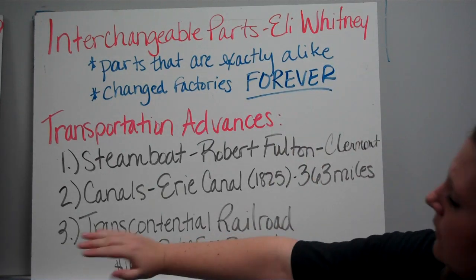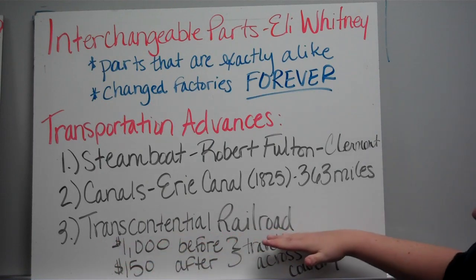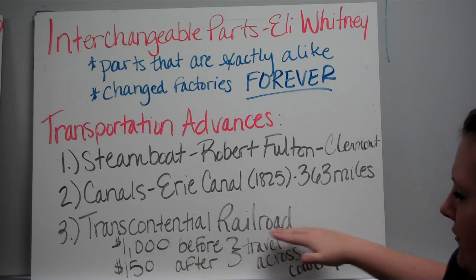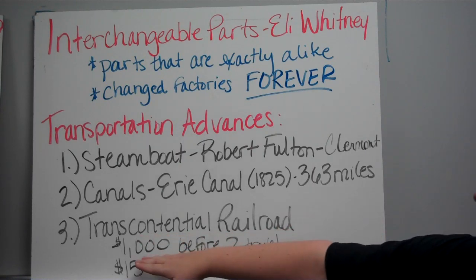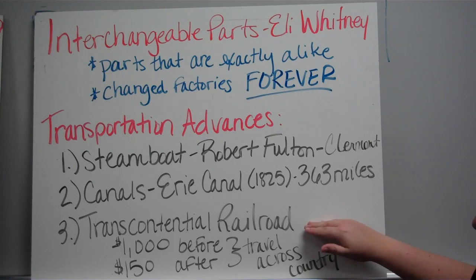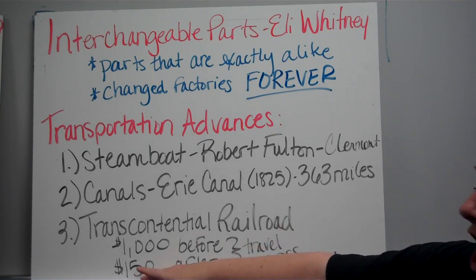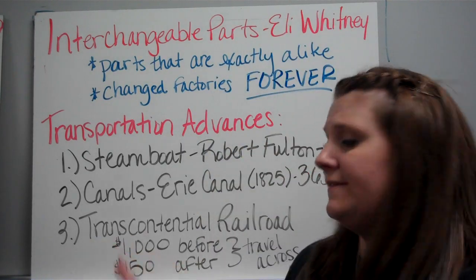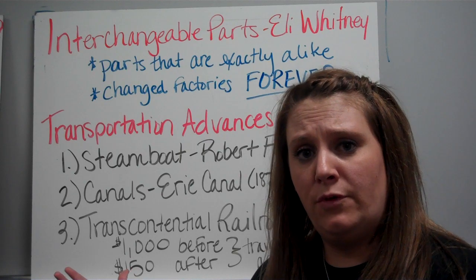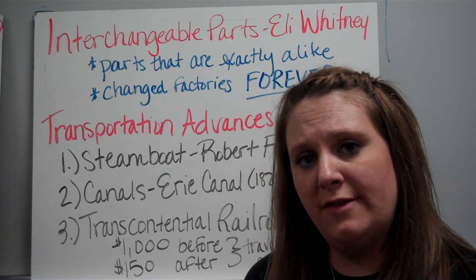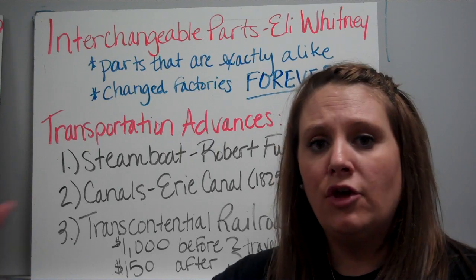Okay, and the third would be the Transcontinental Railroad. It went across the nation. Prior to the Transcontinental Railroad, it cost about $1,000 for a person to travel cross country. After the creation of the Transcontinental Railroad, it cost that same person about $150 to travel across country. So, needless to say, these inventions are going to do amazing things for movement out west, and it's going to drop the price of goods because it is now cheaper to get goods to market.